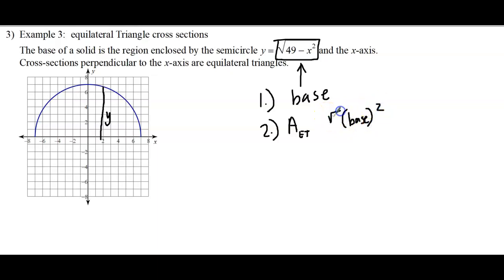But the difference is now it's going to have a radical 3 over 4 in the front of it. That's how you find the area of an equilateral triangle. So when you're stacking equilateral triangles on top of it, that's what it looks like.